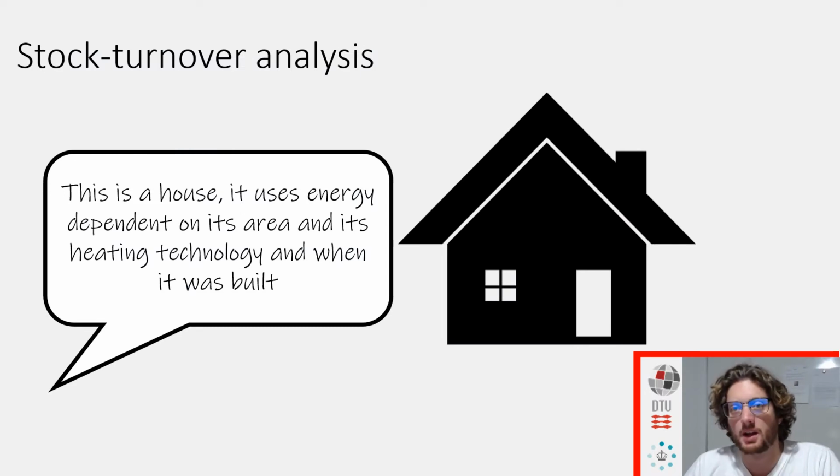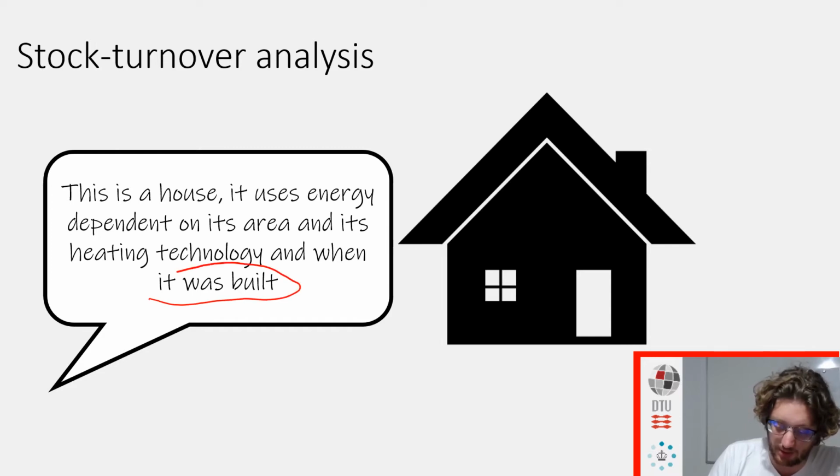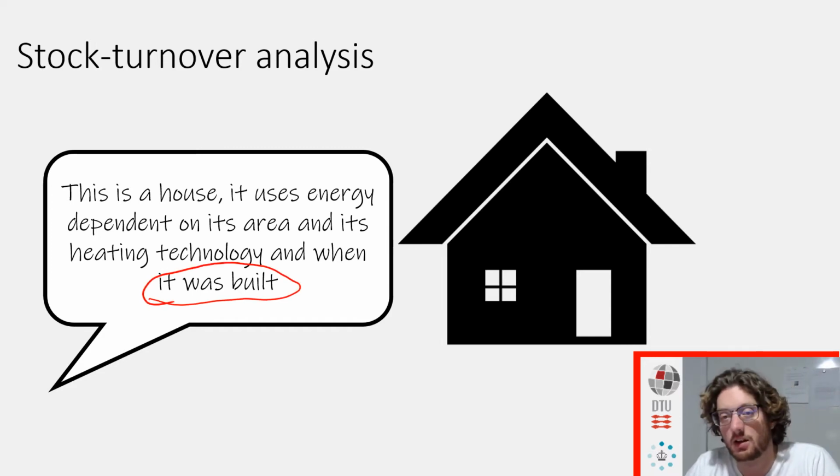If we look back at our little house example from the videos in lesson 1, we'll just repeat how it was: this is the house. It uses energy dependent on its area, its heating technology, and when it was built. So the key factor, compared to the energy intensity method, is that it also takes into account when the sale of this product was, or when something was produced or built.